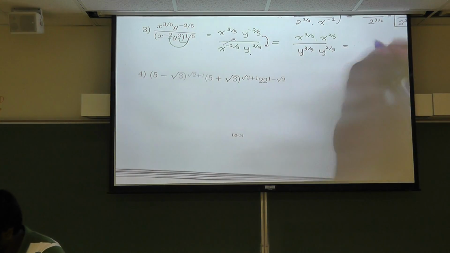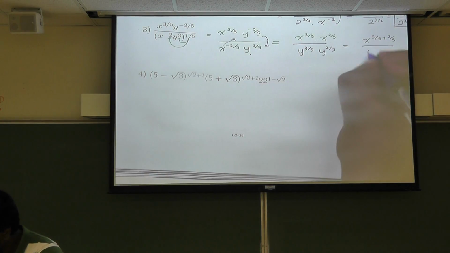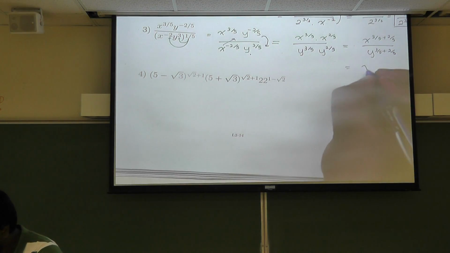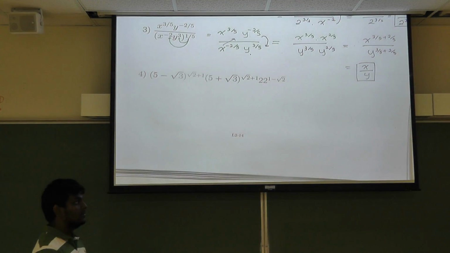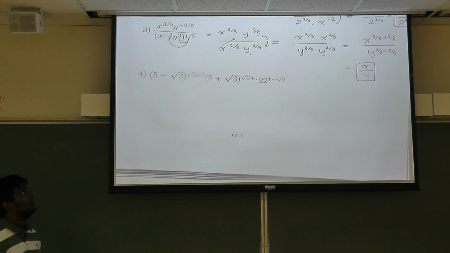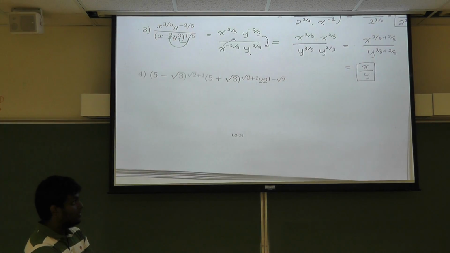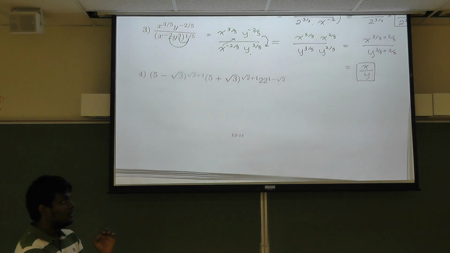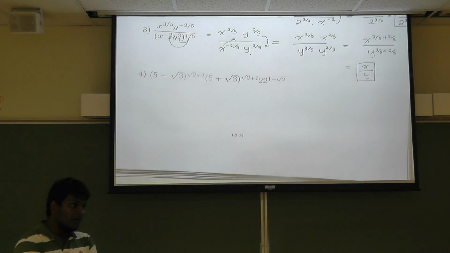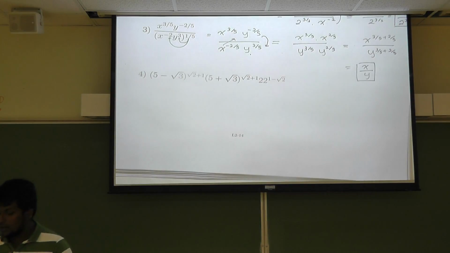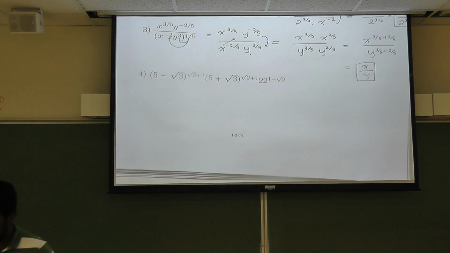And now you can add the exponents, so x to the 3/5 plus 2/5 and y to the 3/5 plus 2/5. And you can see in both cases you get 1. So the answer ends up being simply x over y. And this is a very common phenomenon in this class. You can see very complicated expressions. If you do it correctly step by step, you should end up with a very simple answer. Not always, but most of the time. And the last example again will illustrate that fact.